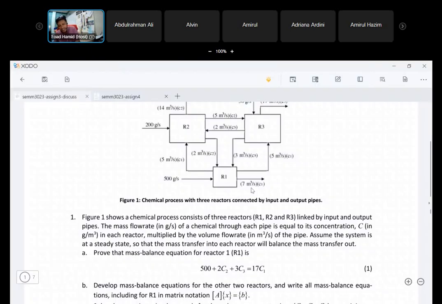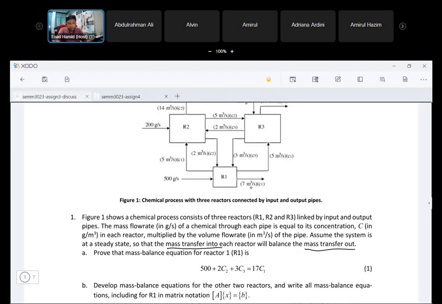It says here the mass transfer into each reactor will balance the mass transfer out. So this is basically conservation of mass. It is already given there.